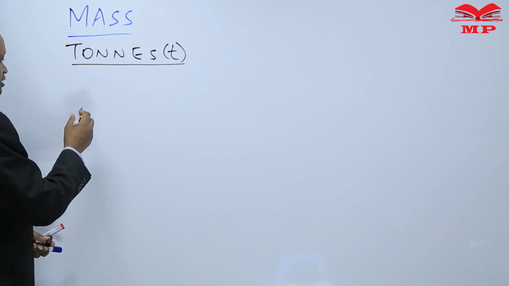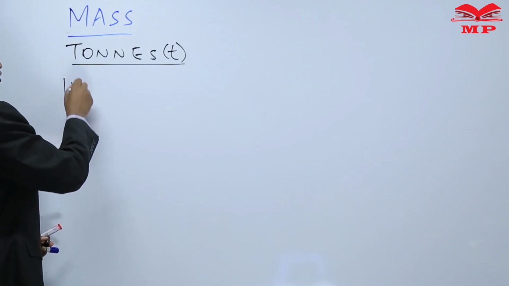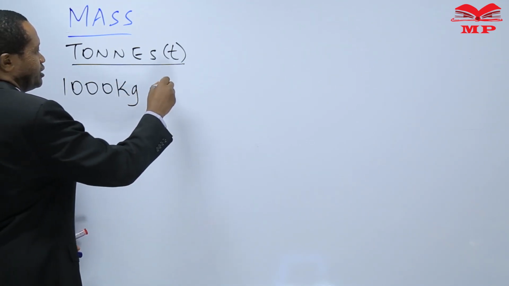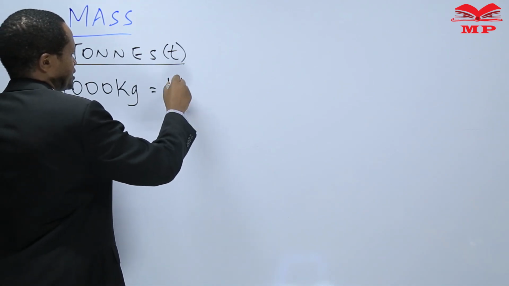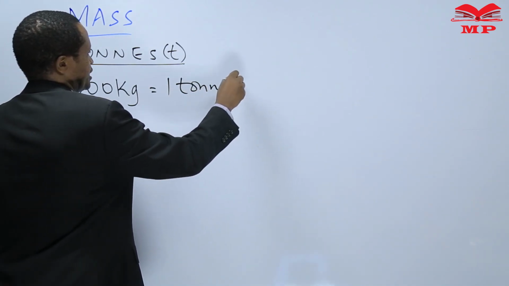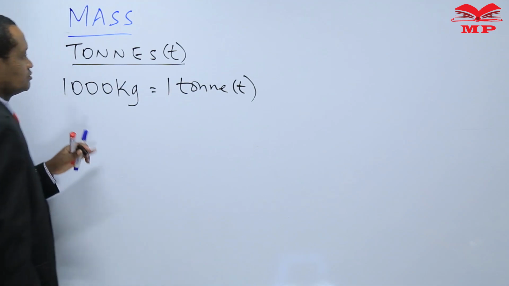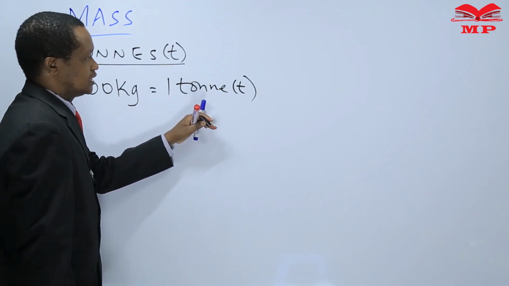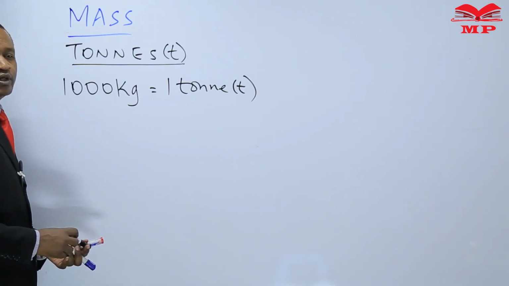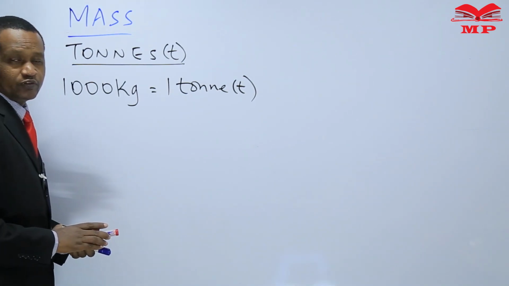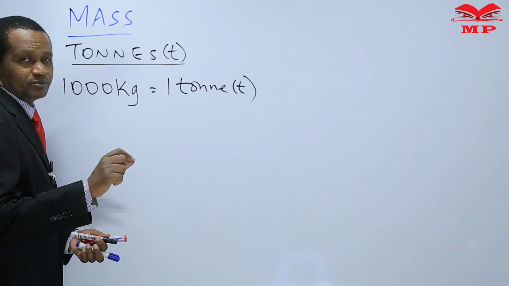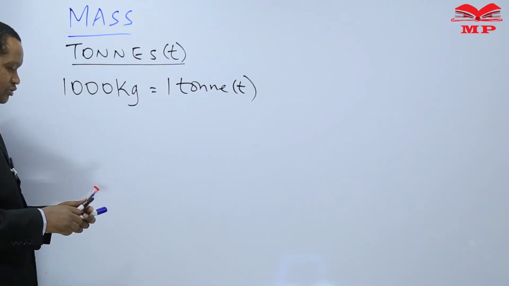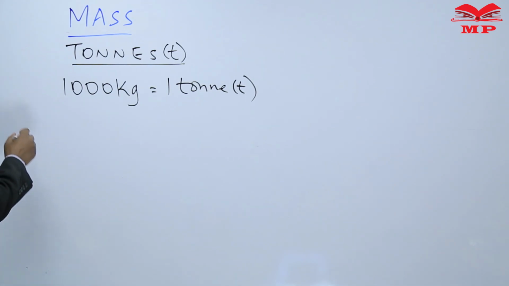And learners, 1,000 kilograms make 1 ton. It's equal to 1 ton. 1,000 kilograms is equal to 1 ton. In this lesson, we want to learn how to convert kilograms to tons. So that is what we want to do in this lesson.